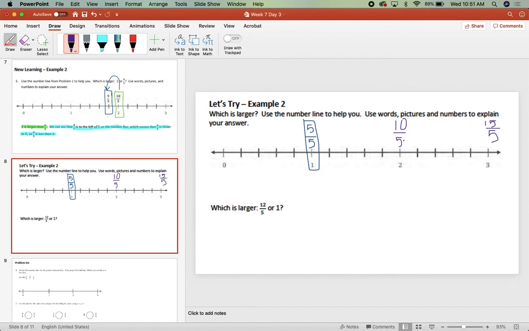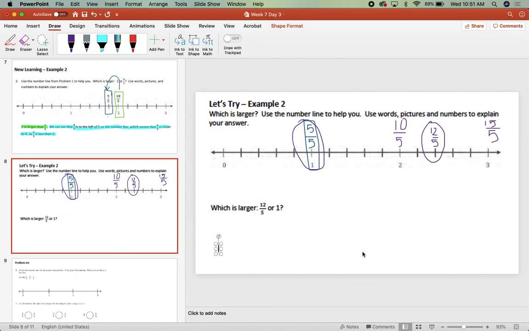I'll just go ahead and count. 10/5, 11/5, 12/5. There it is. So I'm comparing this fraction and this fraction. Which fraction is bigger? Yep, and do you see the sentence still up there? I'm going to use their sentence to help me.